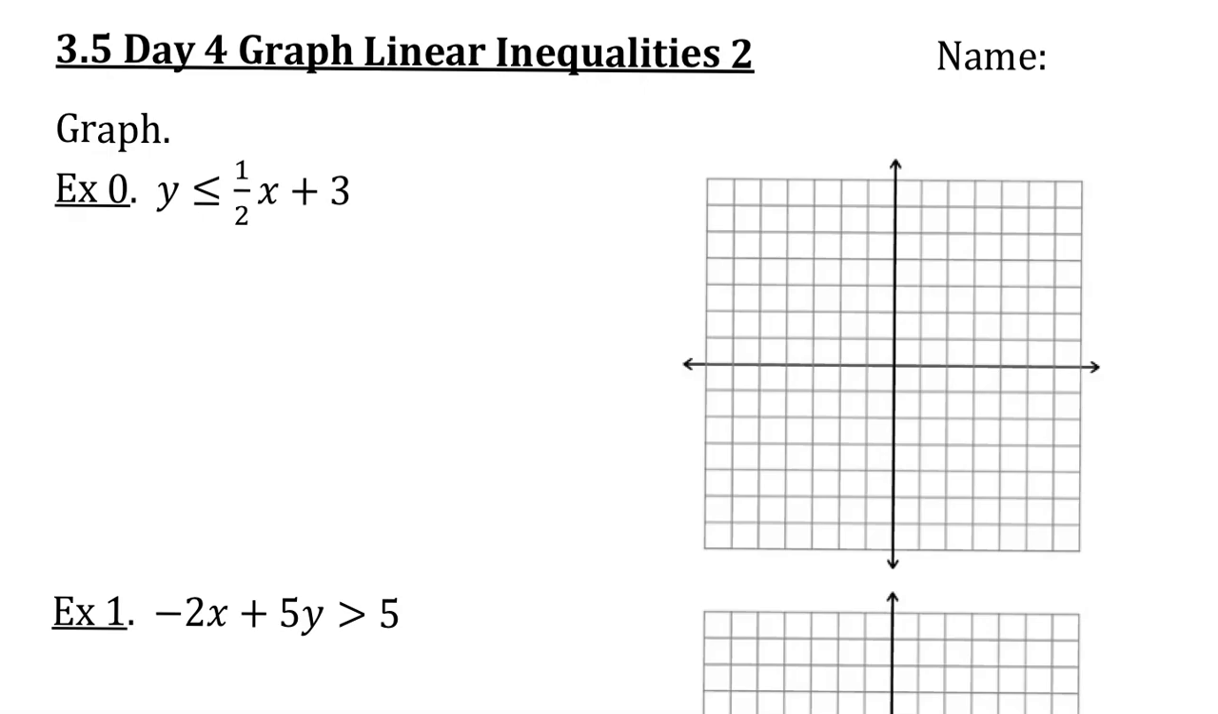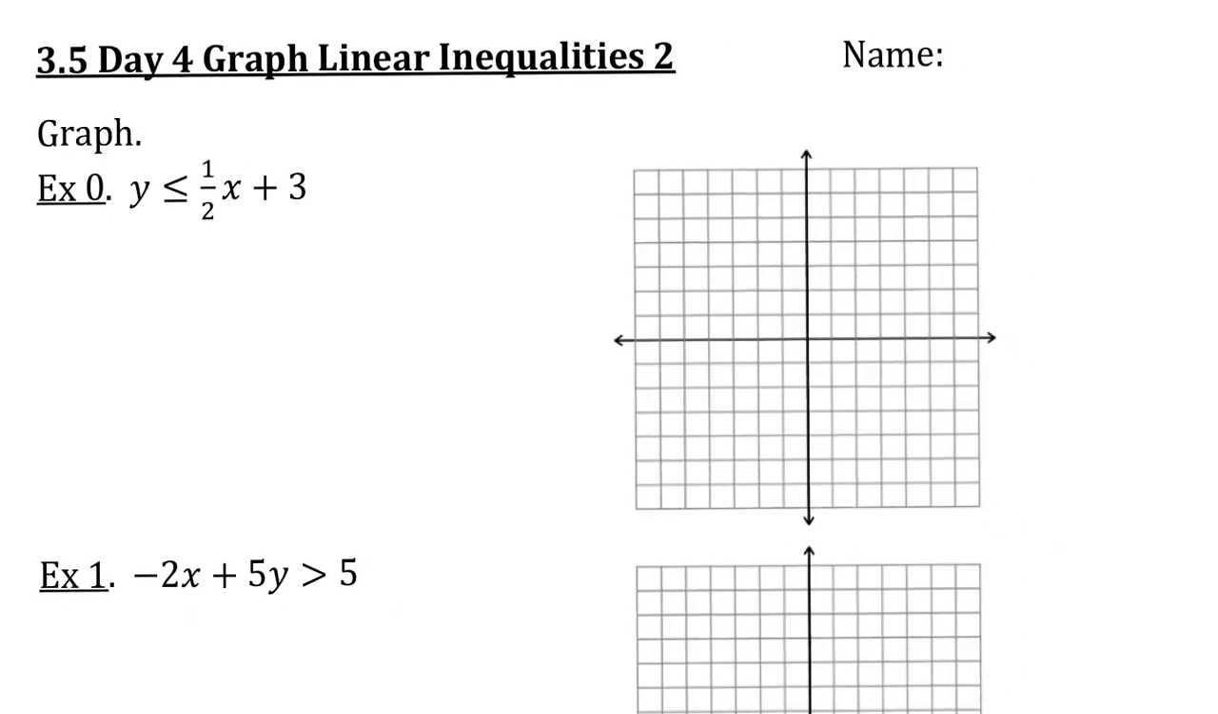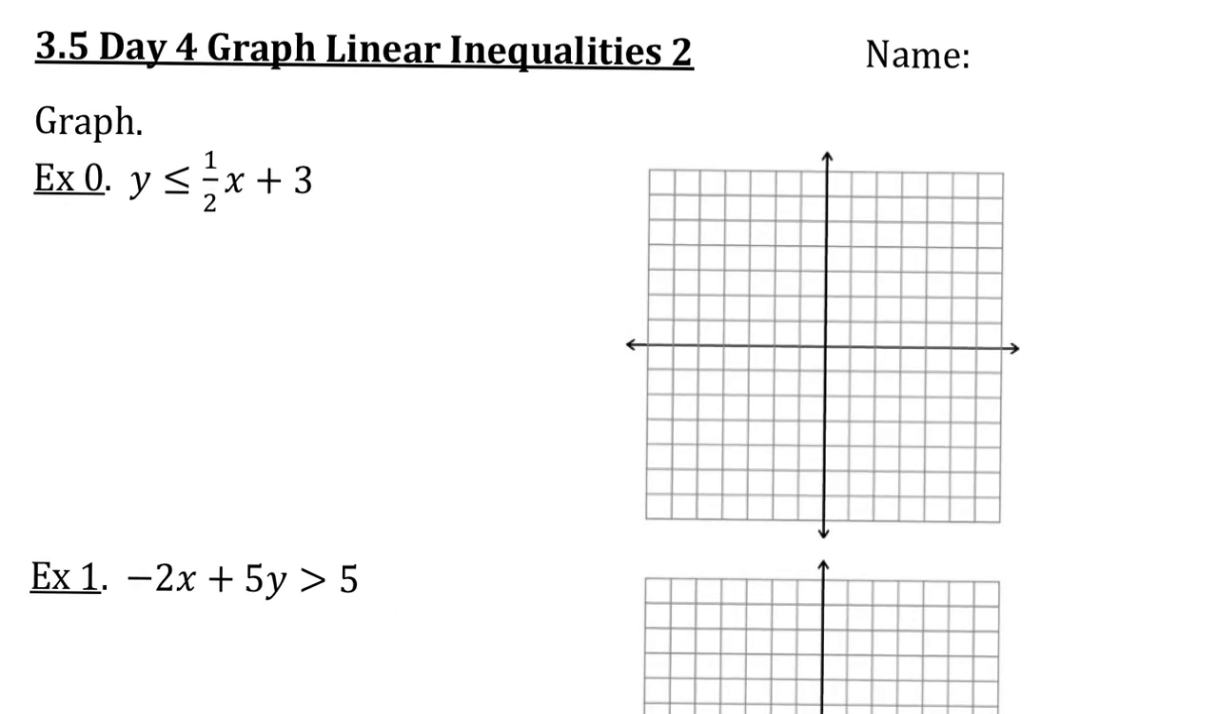Okay, today we're going to graph linear inequalities again, just a little bit trickier. The first one is example 0 because it's exactly like what we did yesterday. So we're going to go ahead and graph the boundary line first. This is less than or equal to. Remember, because of the equals, it's going to be a solid line.